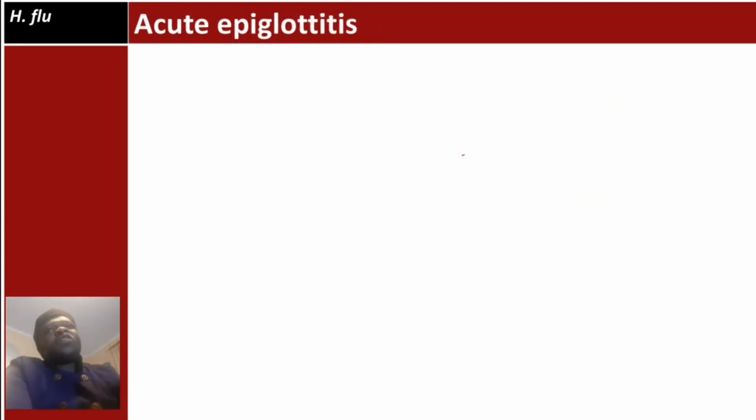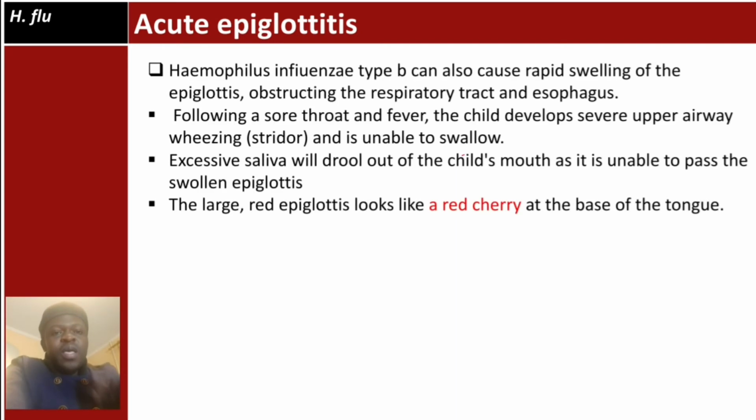Okay, right. So that was the first condition, meningitis. The second disease here is acute epiglottitis, right? It's an inflammation of the epiglottis. Haemophilus influenzae type B can also cause rapid swelling of the epiglottis, obstructing the respiratory tract and esophagus.